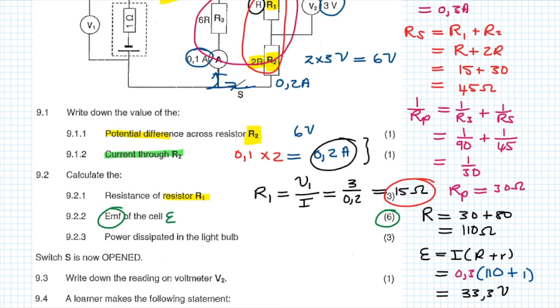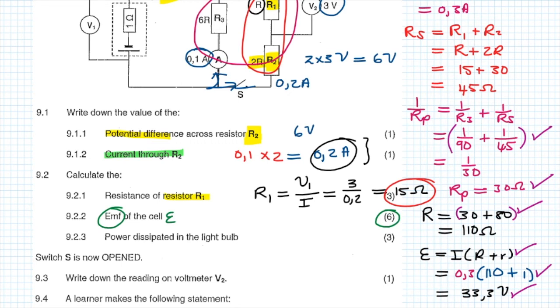Now the marks will be awarded as follows. Firstly, you're going to get a mark for determining the effective resistance for the parallel connection. You're going to get a mark for the method you use to calculate the total resistance of the load. 1 mark for the formula for EMF, 1 mark for substitution, and 1 mark for your final answer. It seems like I've missed a mark. You're also going to get 1 mark for substituting over here. This gives us a total of 6 marks.